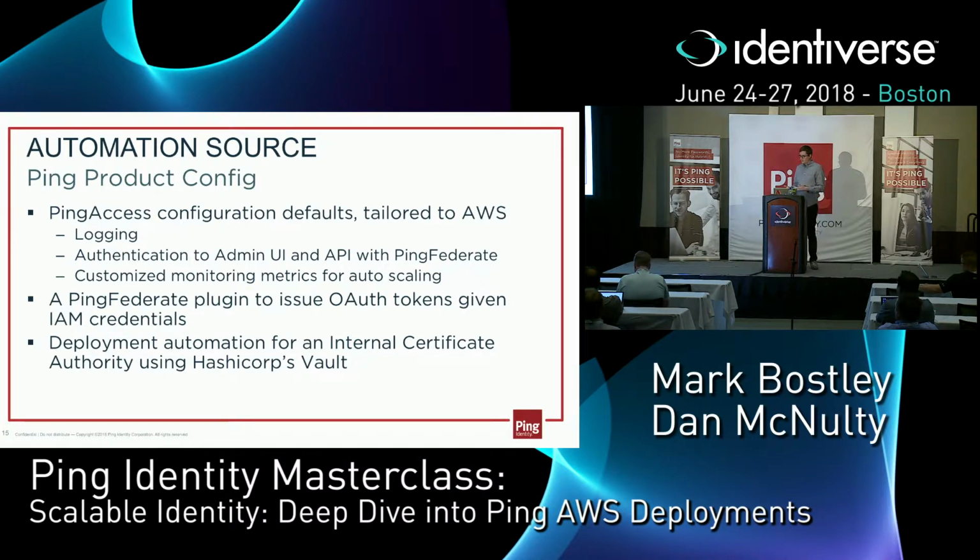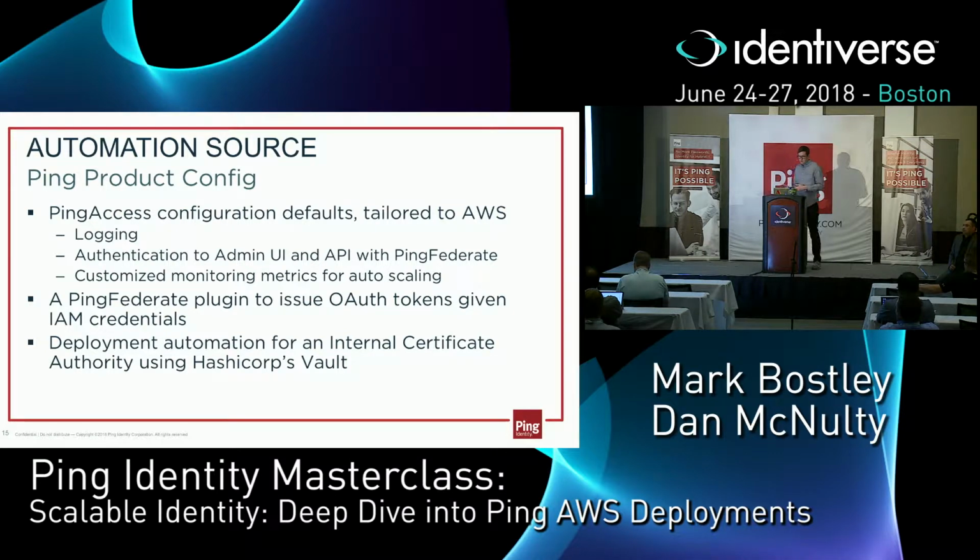The automation source also includes some Ping product config. Within that, you're going to see some PingAccess configuration defaults that are tailored to AWS. And within that, you're going to see some changes to logging. On every EC2 instance created by the deployment automation, we're going to have a CloudWatch logs agent running. This will take all the Ping logs and push them up to CloudWatch logs to give you a nice aggregation point for all the logging data created by the software.